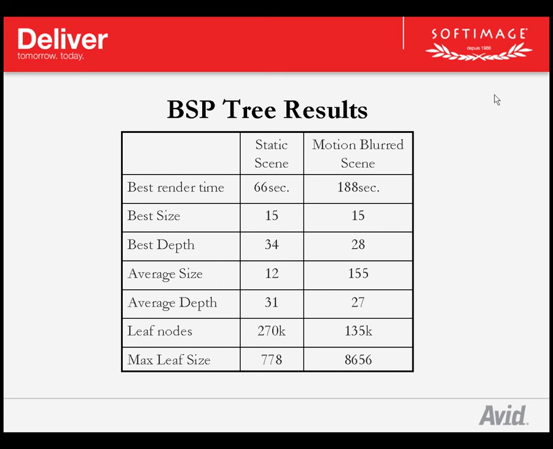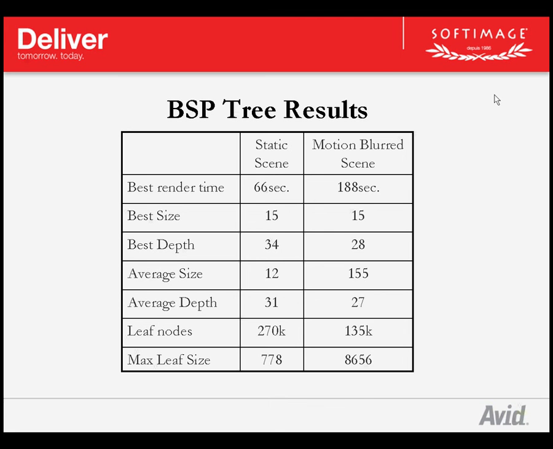So as you can see, size has not a lot of impact over render time, whereas depth does have a huge impact over rendering time. Because in the static scene, there's really no triangle moving into the actual scene space, the BSP depth could be increased. With motion blur, the depth needs to be lowered in order to free up some memory to allocate bigger leaf nodes because of these moving triangles.